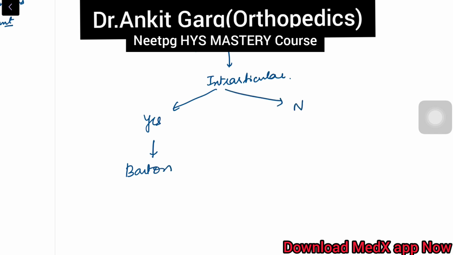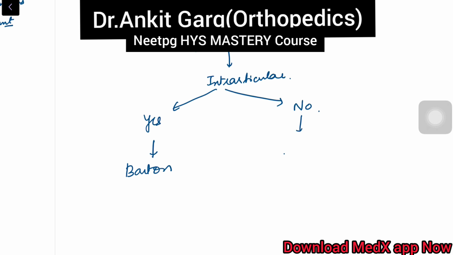The mnemonic is that first you find out whether there is intra-articular involvement or not. Intra-articular means it is communicating with the joint. If yes, that means it is a Barton fracture. If no, and there is no intra-articular involvement, that means you are out of the Barton zone and all those things. So you have to go towards the next possible outcomes, which are usually Colles fracture and Smith fracture.